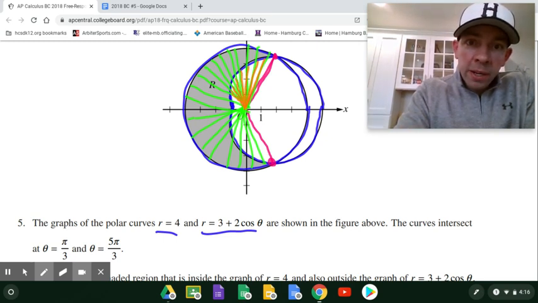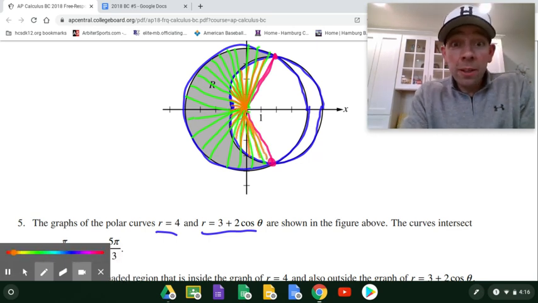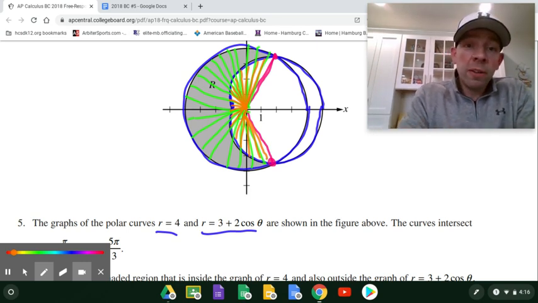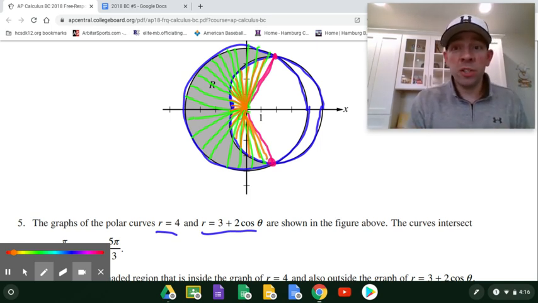I'm rotating counterclockwise. I'm pivoting around the origin or the pole. And if nothing else, it's got a little color to it. Basically what I'm going to do is subtract all of the orange area away from the green area. So by the time I subtract the two, I'm just left with that shaded region.